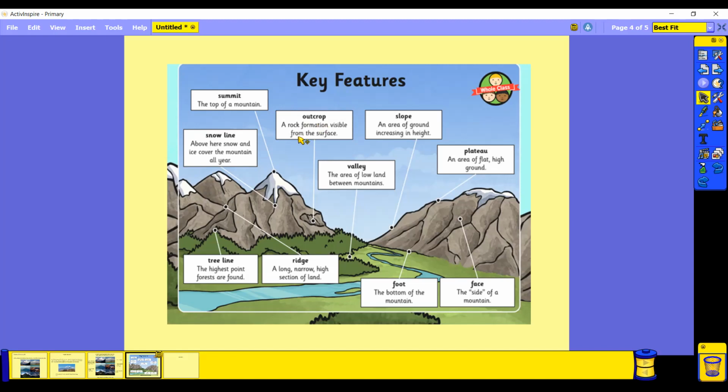We've also got the outcrop, which is a rock formation that's visible from the surface. So near the bottom of the mountain, you will have some different outcrops. So they're just rock formations. You've got the valley, which is the area of lowland in between mountains.